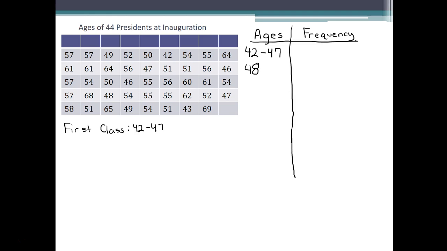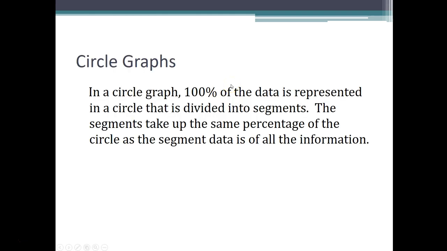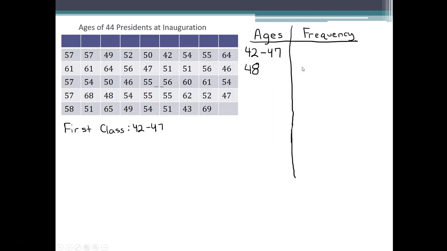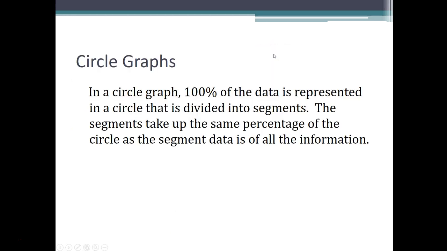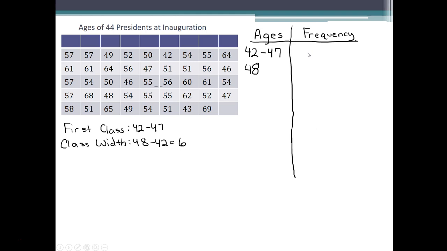Anyways, so if we want to figure out how far to go in that second class, we've got lower class limits that we can use to figure out what the class width is supposed to be. Because we can subtract 48 and 42, and we see that the class width has to be 6.